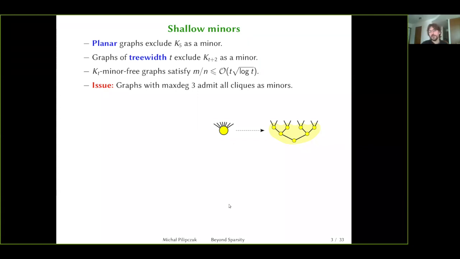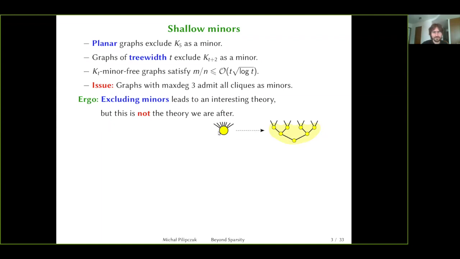And to see it, it's very easy. If I have a graph of high degree in a clique, I can replace it with a binary tree, which therefore has maximum degree 3. And then contracting this subtree will give us back this vertex of high degree. Yes, so in a sense, excluding minors gives us some nice topological, interesting combinatorial theory, but this is not really the theory that we are after, because we would like graphs of maximum degree 3 also encompassed by our robust theory of sparsity, right?